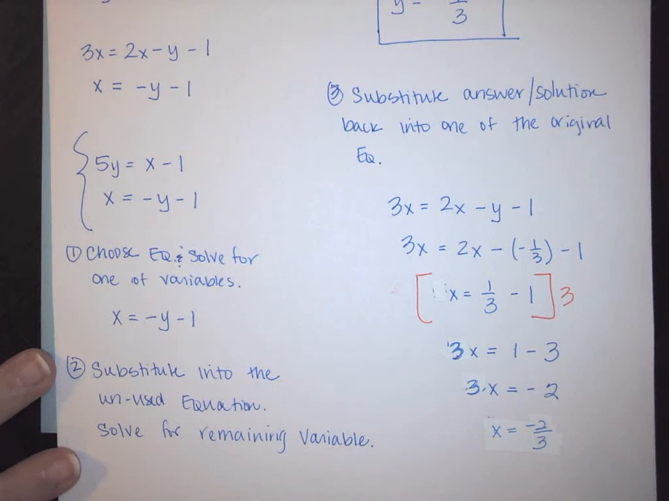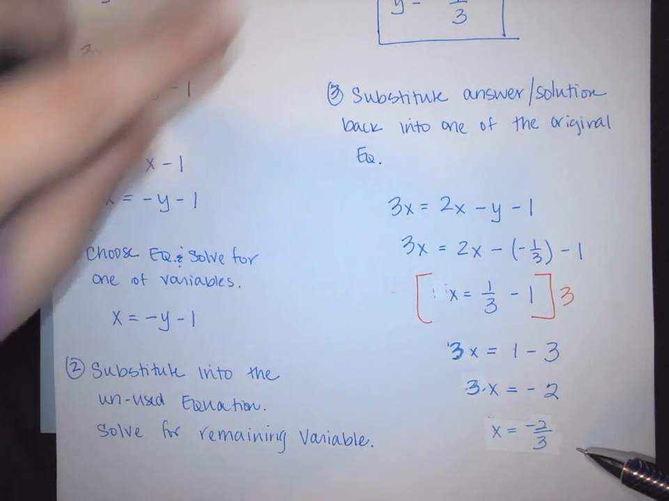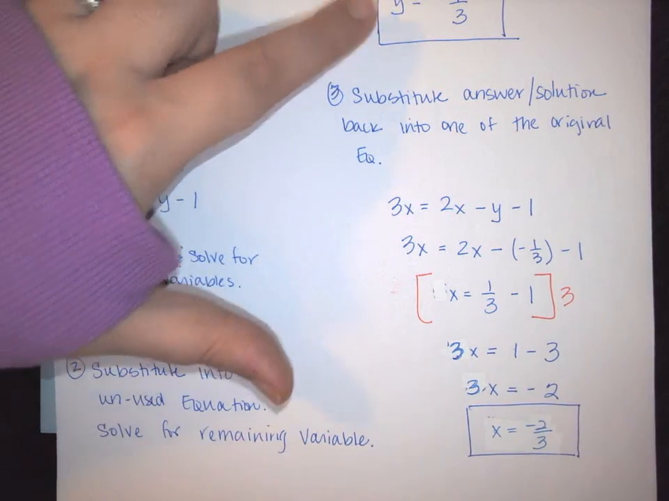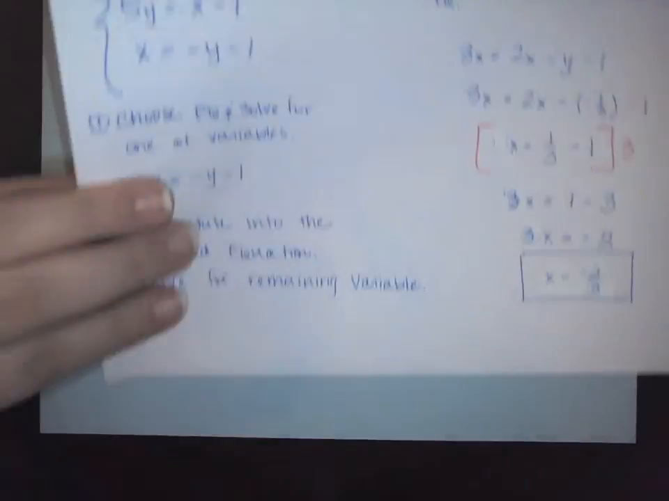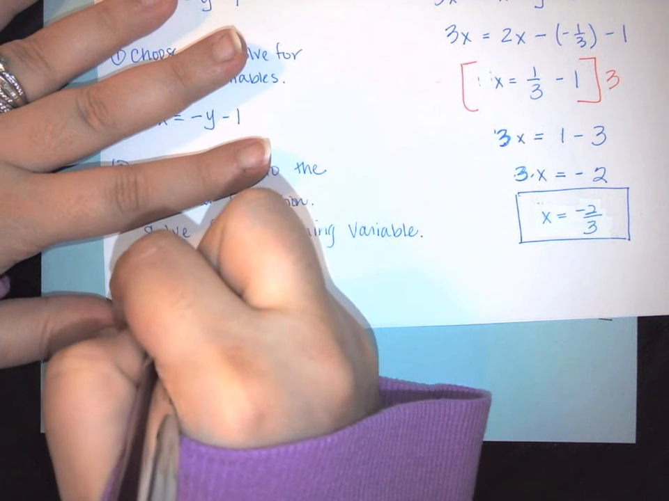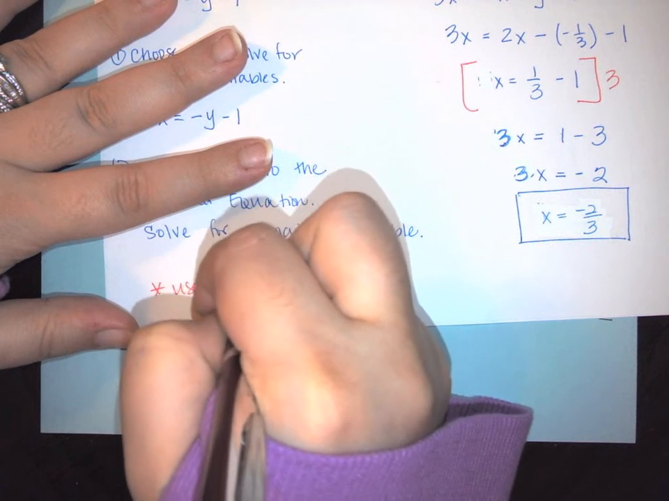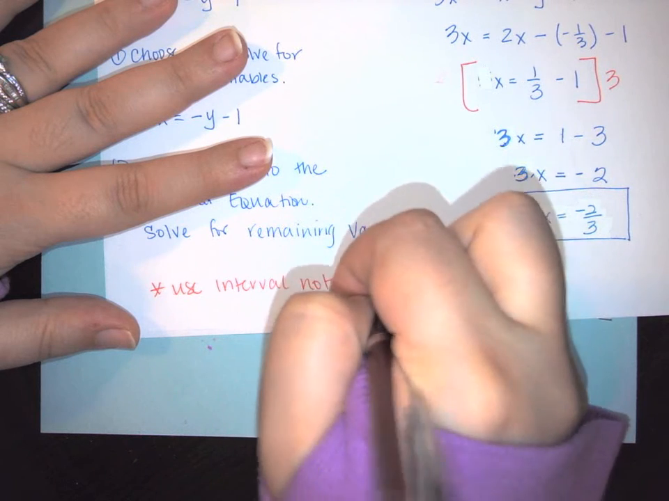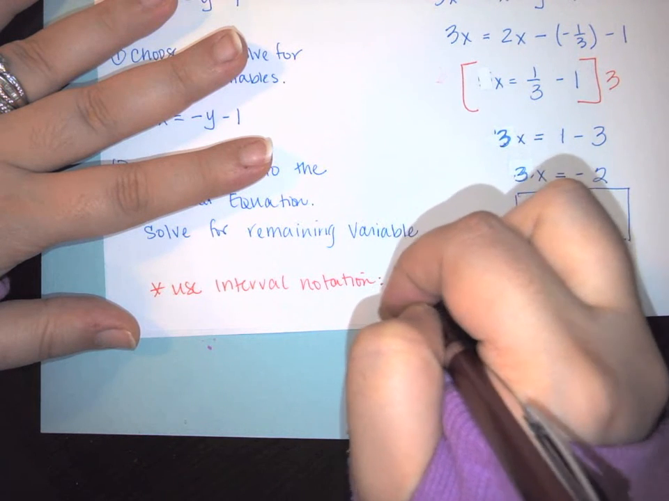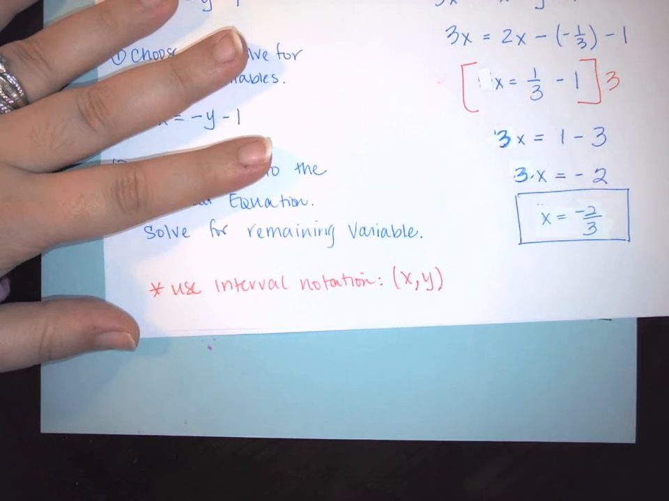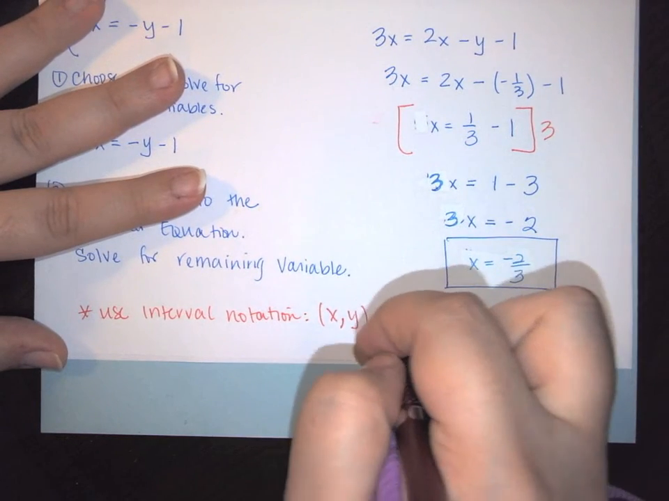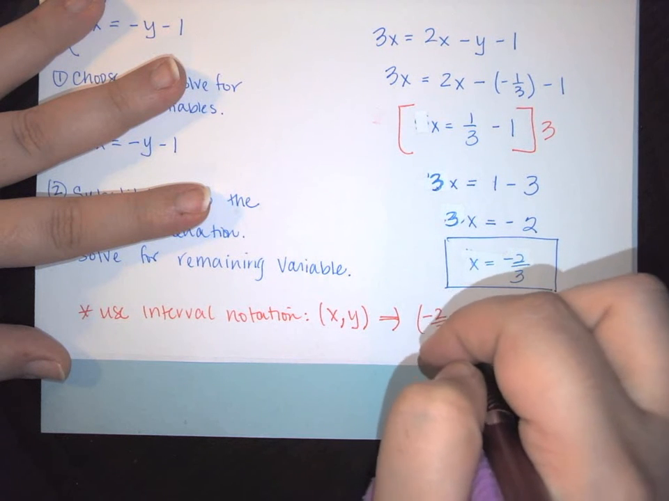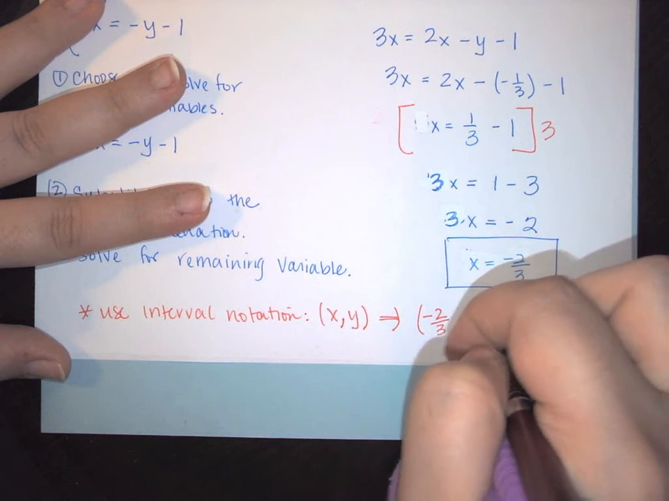Okay. So what this means is that my solutions here are going to be written in interval notation. So when we write our solutions, you have to use interval notation, which says your solution is the form x comma y. So in this case, our solution here would be the point negative 2/3 comma negative 1/3.